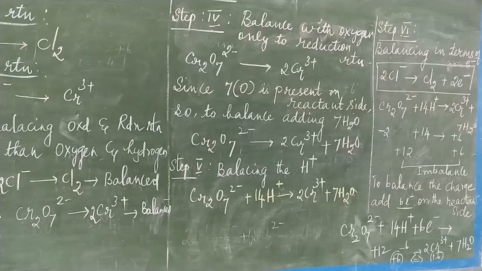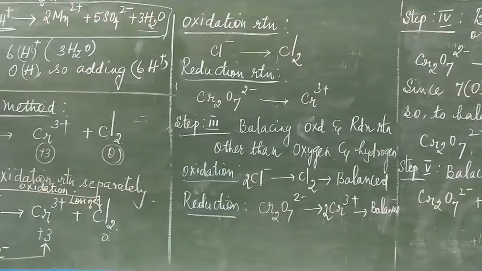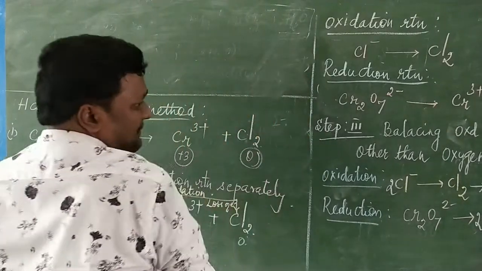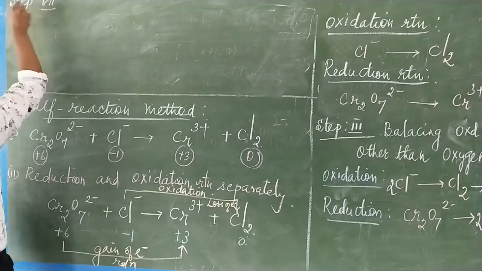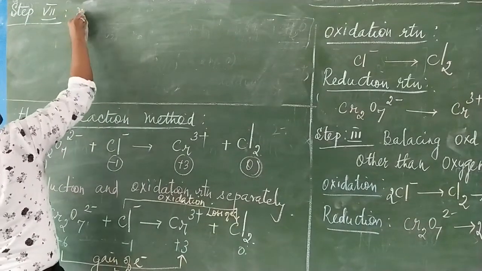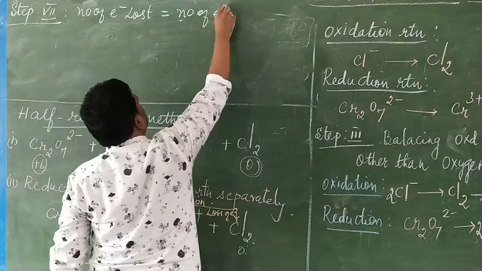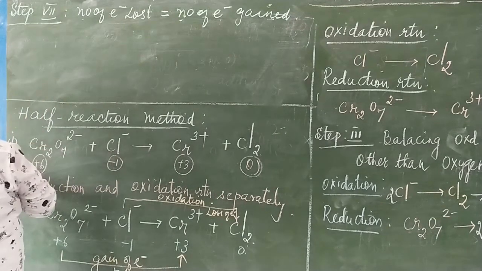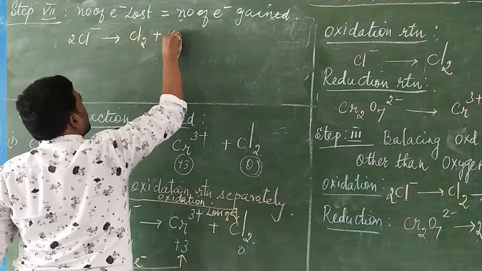Correct? Now we go to the next step, which is again a lengthy step. Step number 6 we have done. Now step number 7: the number of electrons lost should be equal to the number of electrons gained. Again, we write the oxidation reaction: 2Cl- gives Cl2 plus 2 electrons.